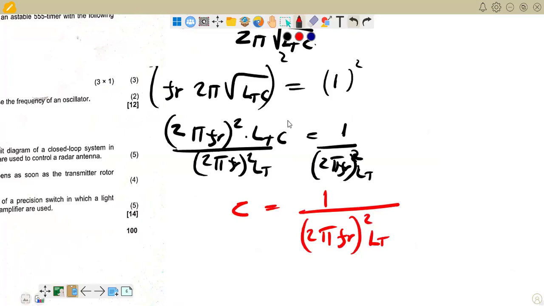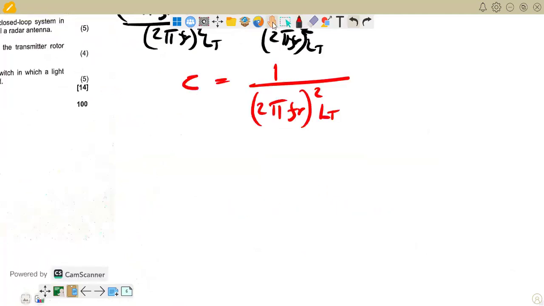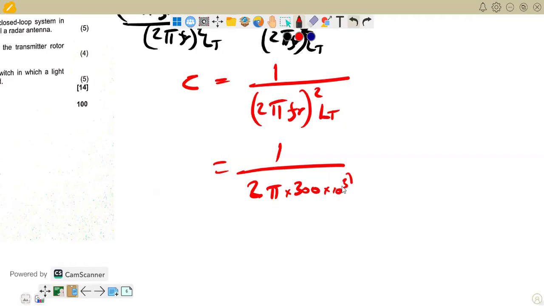So we can now substitute the values that we have in this formula, remembering this is how we are calculating C. So let us substitute the values. 1 over 2 pi multiplied by 300 times 10 to the power of 3, the one that we've been given, times 10 to the power of 3, bracket squared, multiplied by 10 times 10 to the power of negative 3, and that will give us 2.81477 times 10 to the power of negative 11.